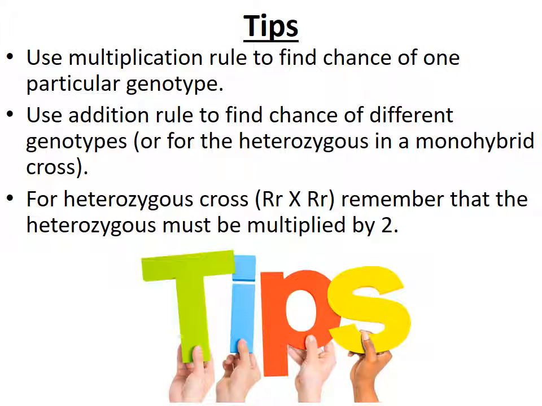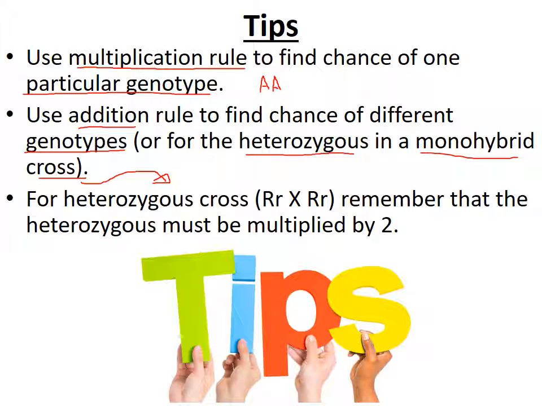So these are some general tips that I'm going to provide to you before we go in to explore some of the problems. Usually you want to use the multiplication rule when you want to find the chance of a particular genotype. So if I say, what are the chances of getting big A, big A? You want to use the addition rule to find the chance of getting, well, different genotypes together. And I'll show you what I mean by that with some more sample problems. You also want to use the addition rule in a monohybrid heterozygous cross, and that's what I just mentioned over here. So let's go over these examples together.